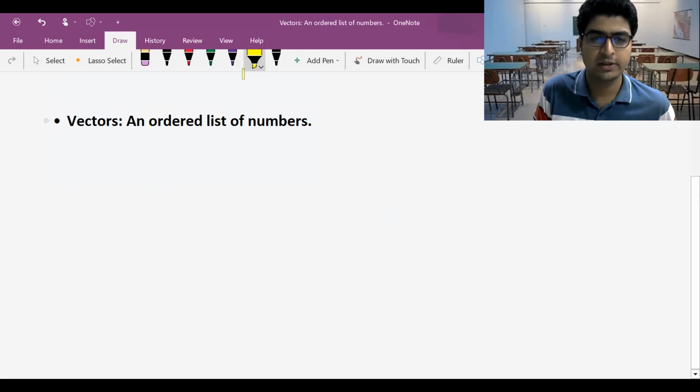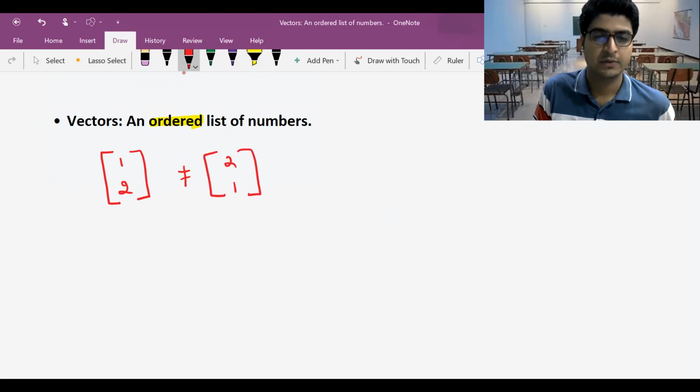Okay, so ordered is a keyword here, which means if we have an array of numbers, let's say 1 and 2, it is not the same as 2, 1. So these two are different vectors.